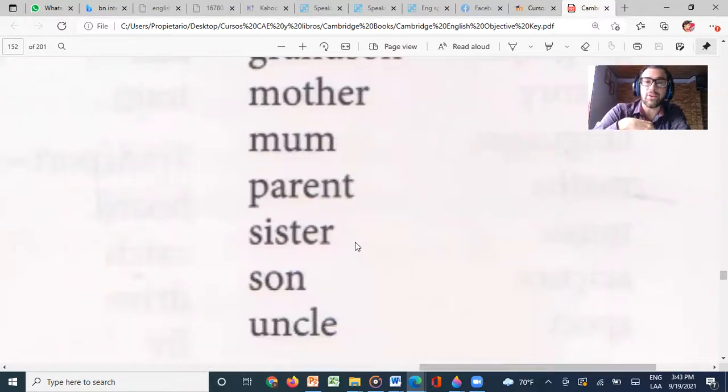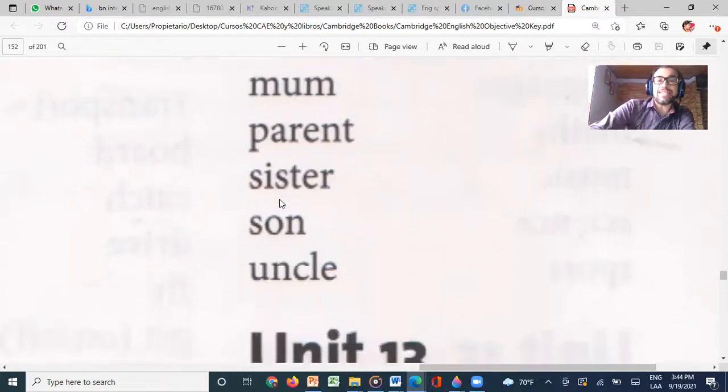Next one, very easy. Mother. Or we can also say mom. Remember that in England, they write mom with a U. In the US, in the United States, it will be with an O, right? But in England, you can write it with a U. Parent, the next one. Then we have sister, son, and the last one, uncle.